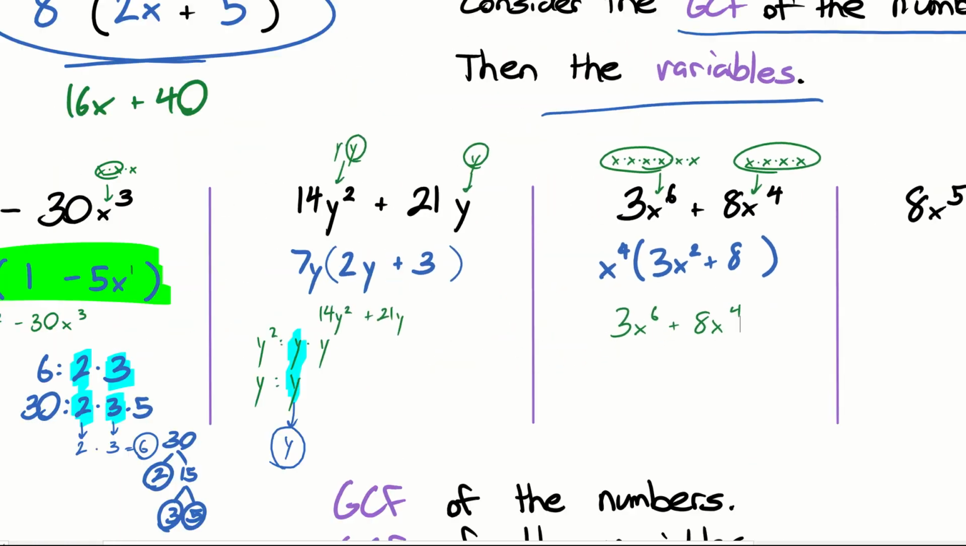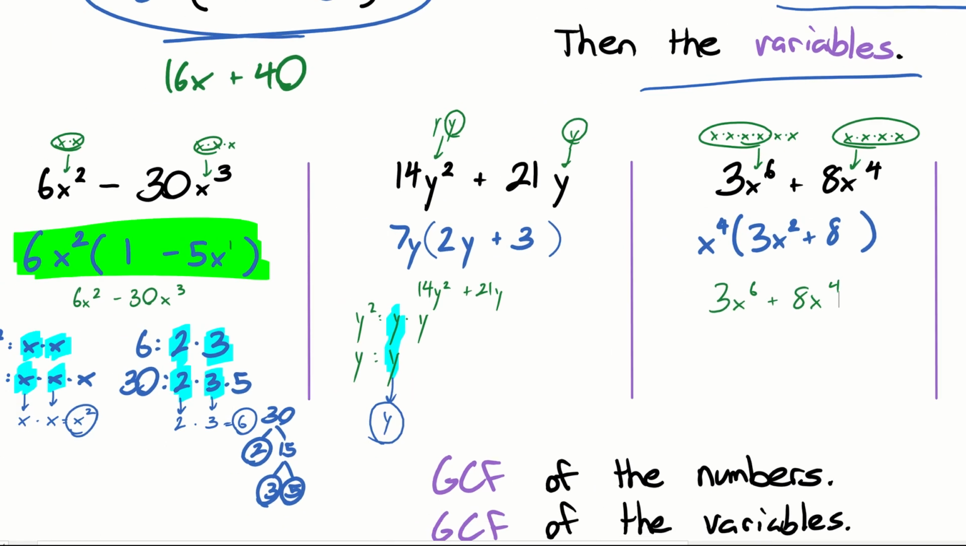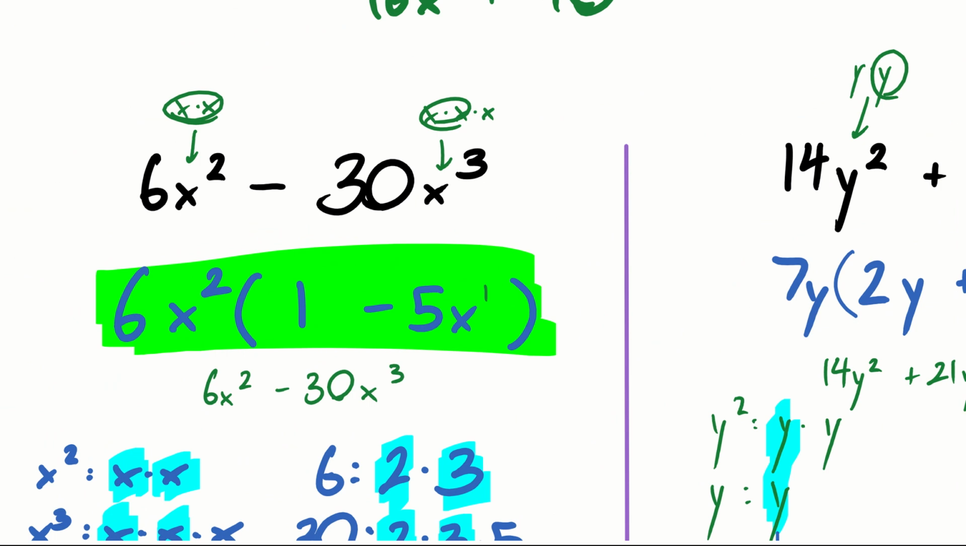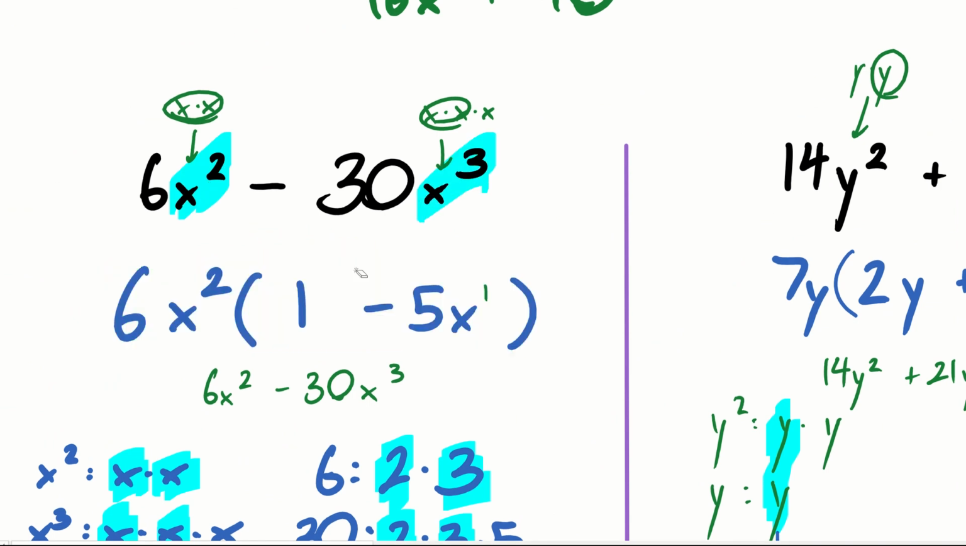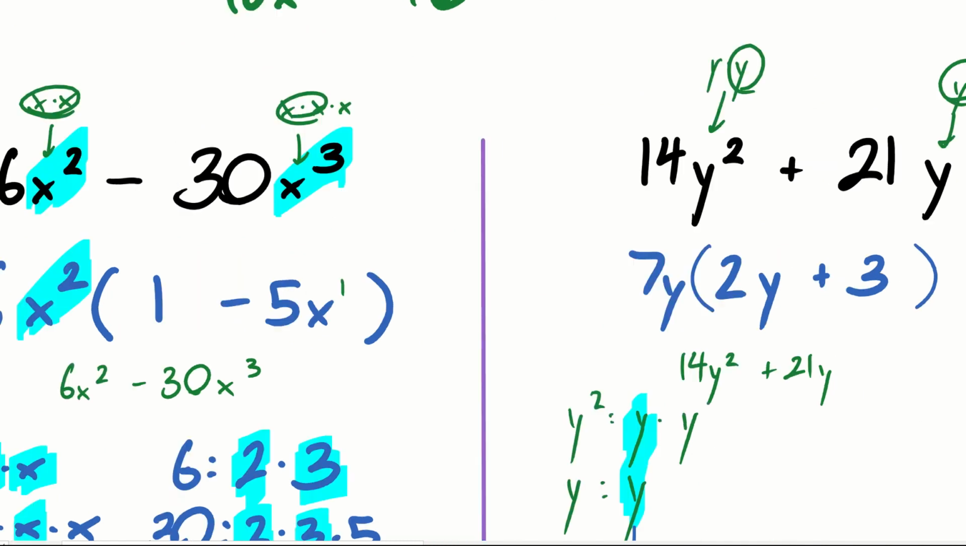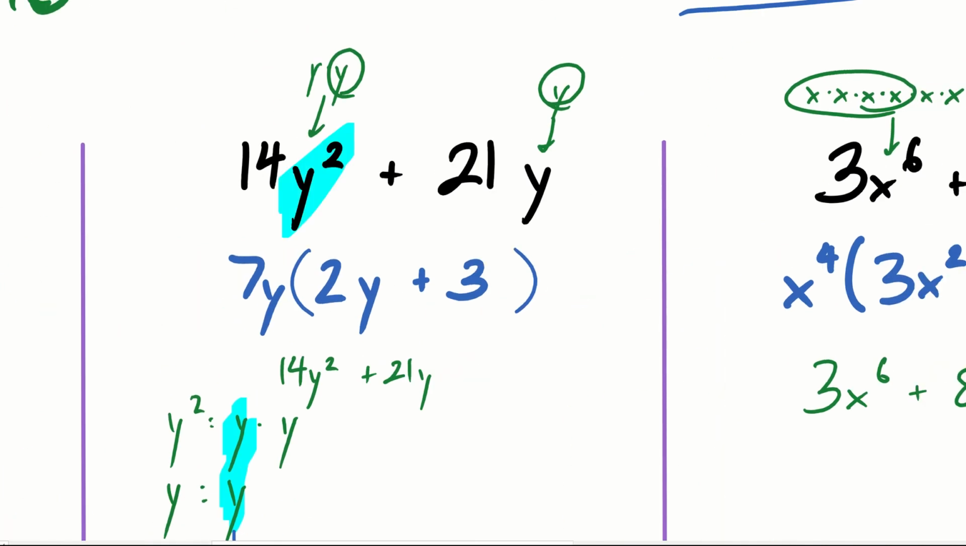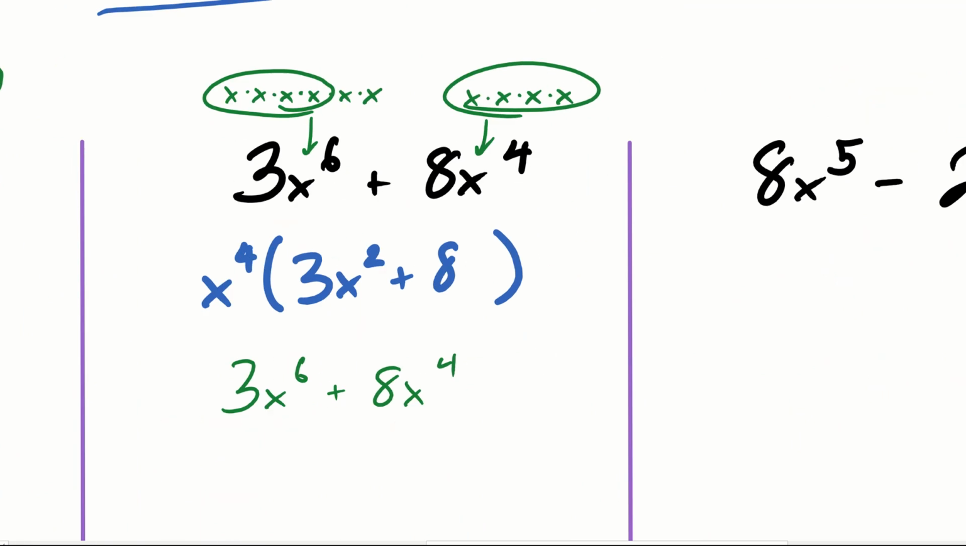I want you guys to notice something here amongst the variables. This is something interesting that maybe you noticed. Between x squared and x to the 3rd, the greatest common factor was x to the 2nd. Between y squared and y, the greatest common factor was y, and technically that y is to the 1st power, and so is this one. Between x to the 6th and x to the 4th, the GCF was x to the 4th.